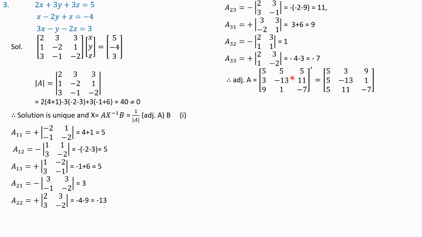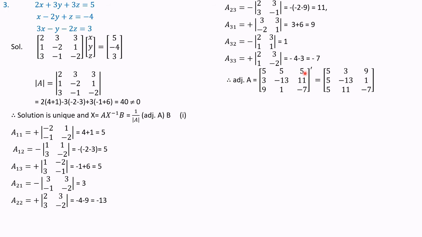So adjoint A, you write as it is. Whatever elements we got: first row is 5, 5, 5. Second row is 3, minus 13 and 11. And third row is 9, 1, minus 7. We have written it, and now we have to find the transpose of this. We have to transpose, that is, rows should be interchanged with the columns.